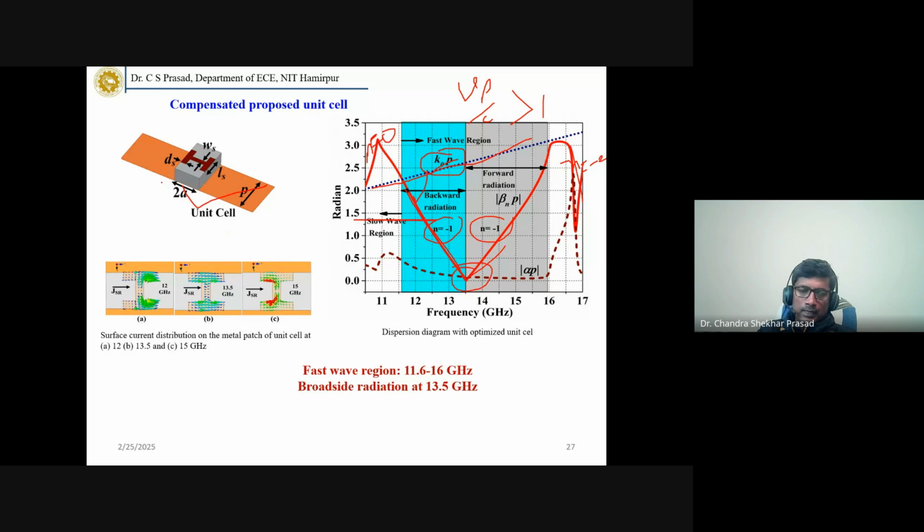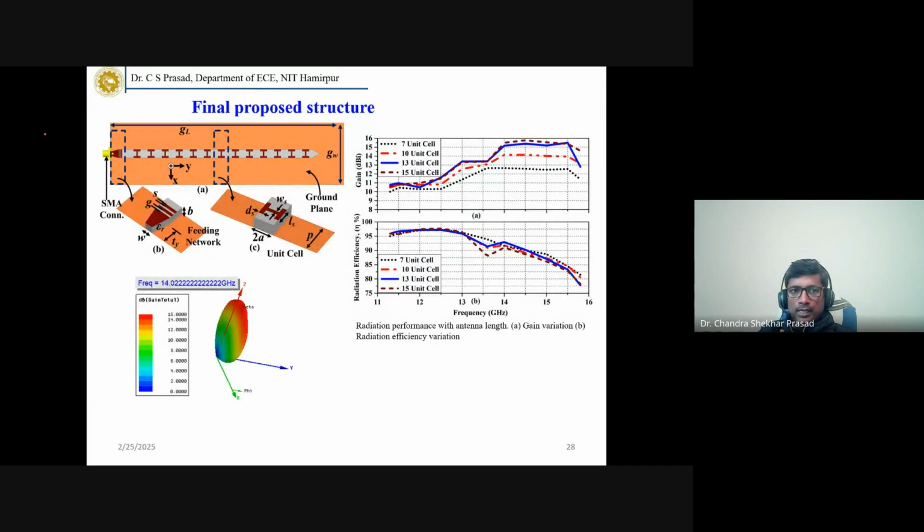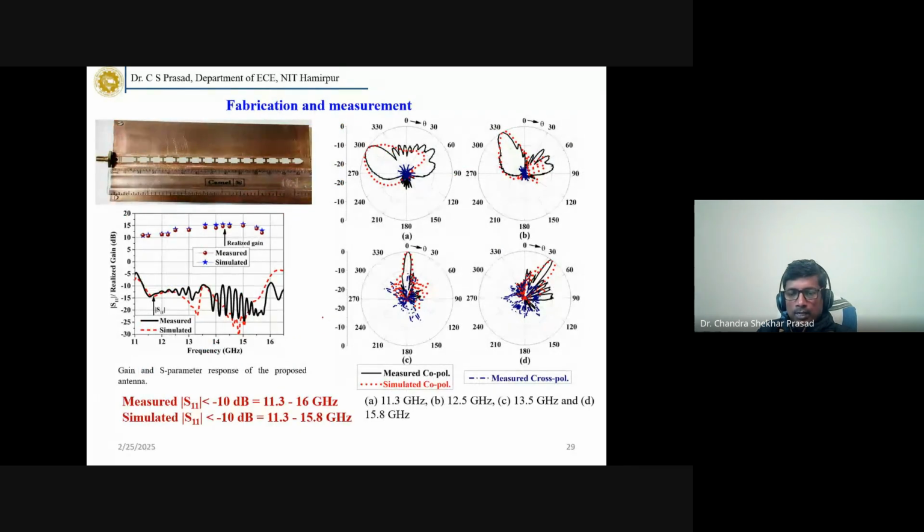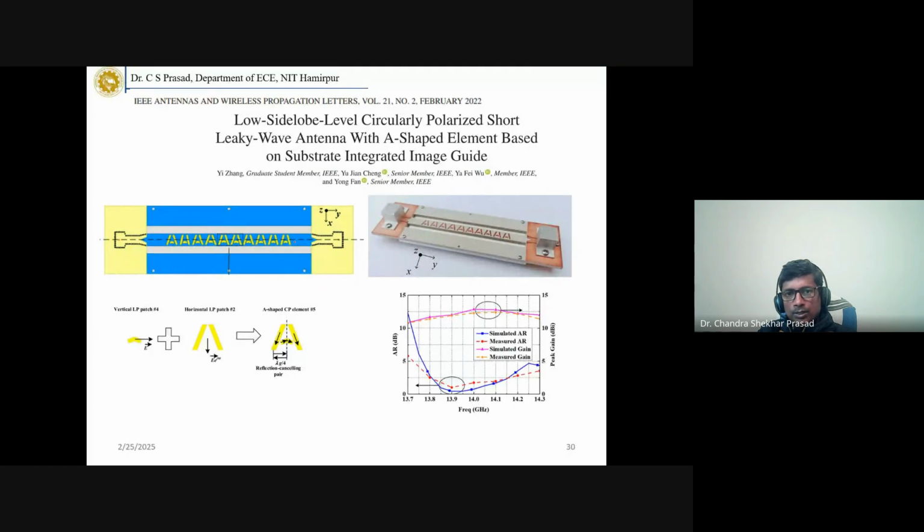Here some fields are plotted, the current density, and the final structure is this, and this is the movement of your radiated beam with frequency. You can see the beam is steering with frequency, so you can use this to scan a large area. I am leaving this part because it is just the measurement part. Some other design based on this dielectric image line is this. Here the perturbation is some A-shape and some bend here. This is able to generate a circularly polarized wave.